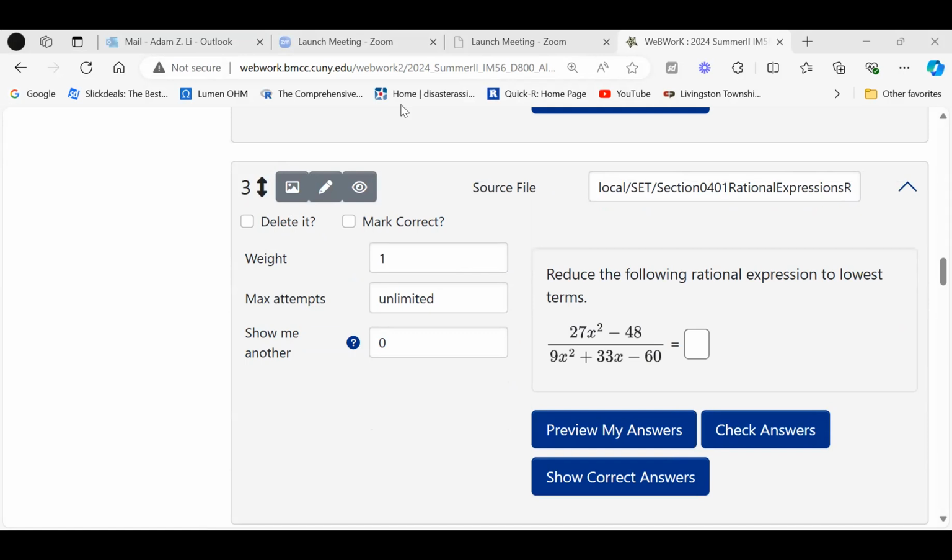I'll give you a couple minutes. Try that, and then I will show you the solution, or anybody want to share the solution, feel free to do that.